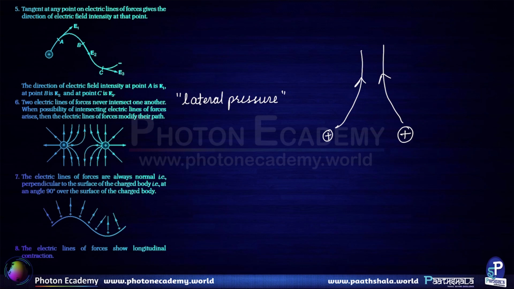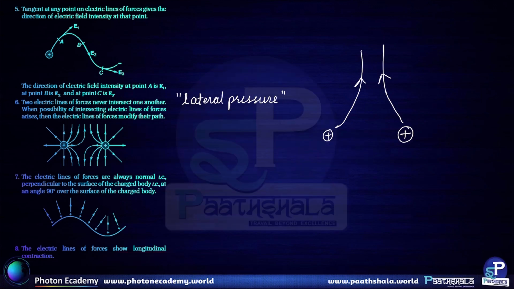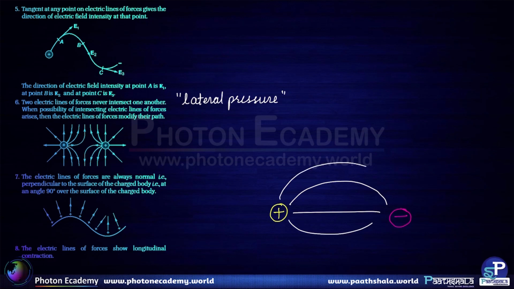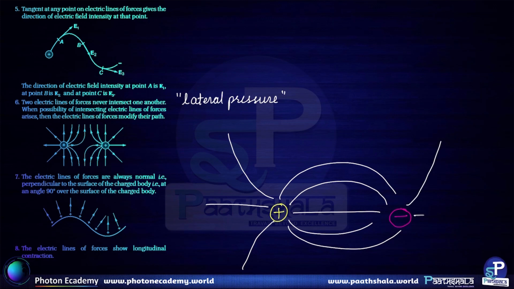The electric lines of force show longitudinal contraction. That means they try to reduce their length. How does that happen? Let us take a positive charge and a negative charge. Let us say this is a positive charge over here and this is a negative charge over here. The electric lines of force are somewhat like this between the positive and the negative charge, and of course others are also there, but talking about the lines only between the positive and the negative charges, this is how the electric field lines are.